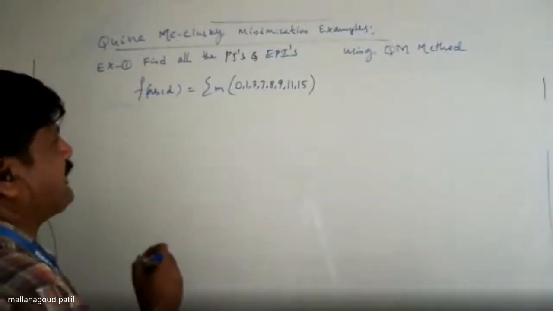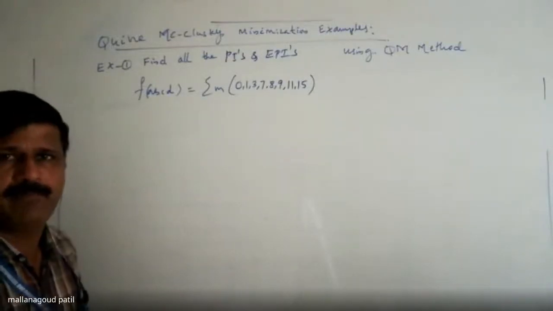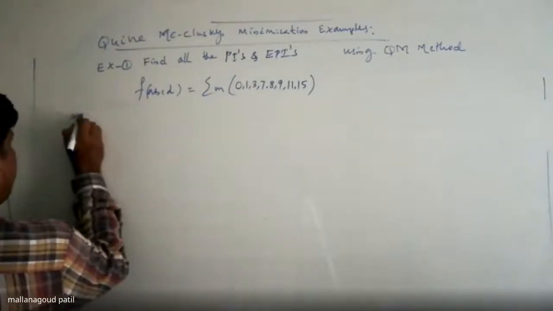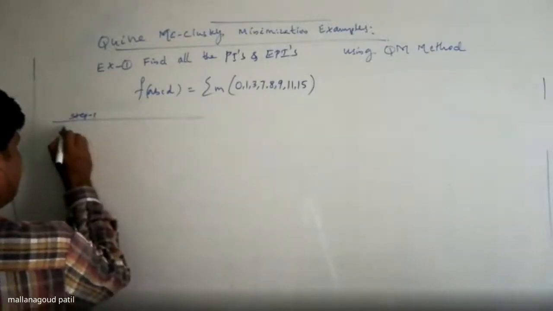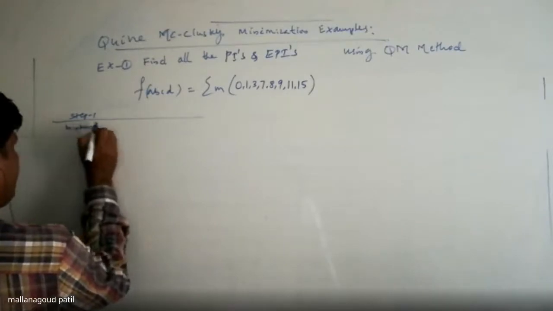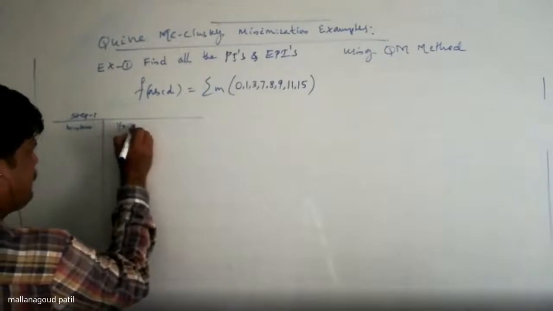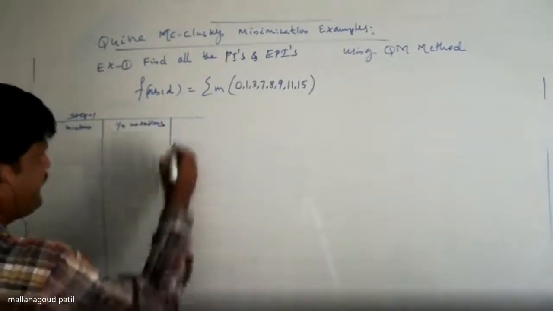Then to find the PIs, what you have to do? You have to apply the same process. So, this is step 1, I have to write. In this step 1, we have the minterms. Next will be the IO notations. Next will be the index.